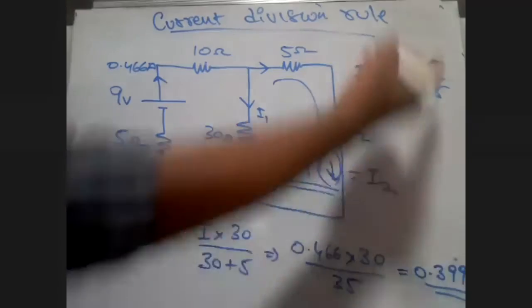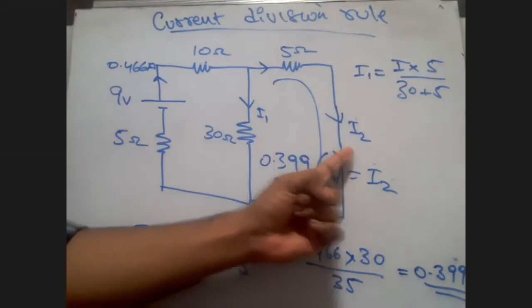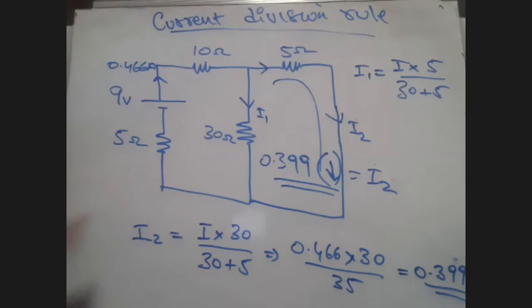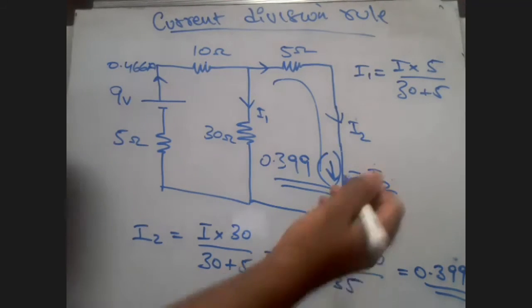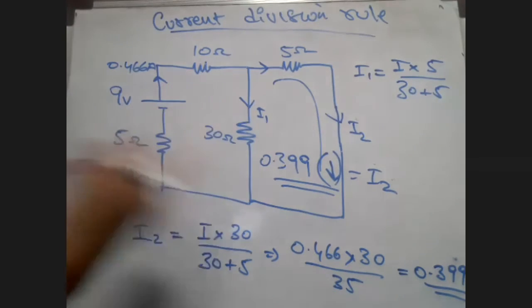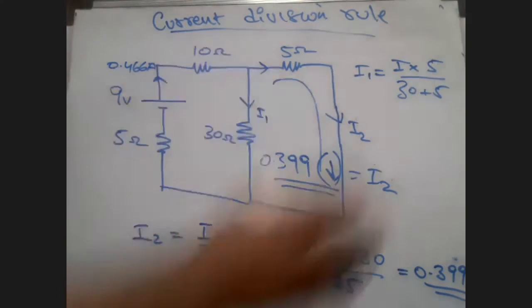Okay, but you don't need to find out current division method here. If you already know what is I2 and you already know what is current, I minus I2 will give you I1. Yes or no? Yes, sir. So that way you don't need to do current division method. I'm just telling you, this is one trick.